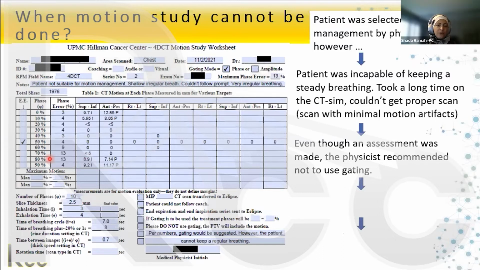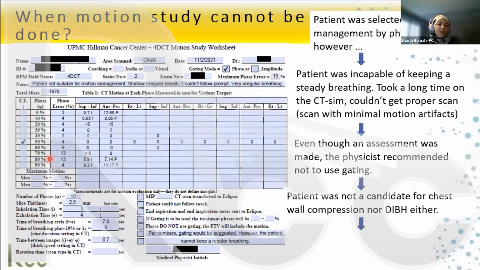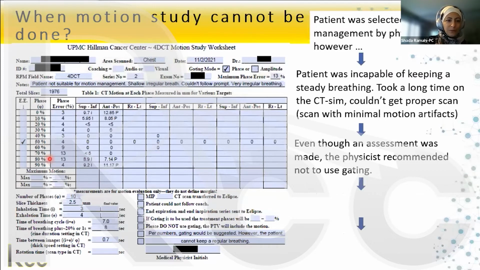So even though there are some images and we were able to get numbers from the images, according to those images and numbers, we need to gate, right? However, the patient is not a good candidate, and we made that decision during CT SIM. If the patient cannot breathe properly and consistently for a 15-minute CT simulation appointment, do you expect him or her to breathe properly and consistently for treatment?